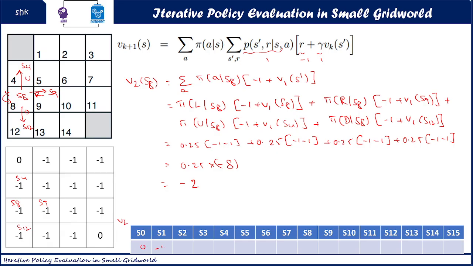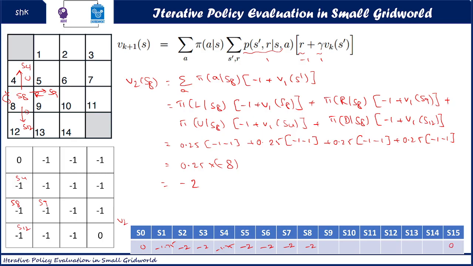S0 is 0, S1 is minus 1.75, S2 is minus 2, S3 is minus 2, S4 is minus 1.75, S5 is minus 2, S6 is minus 2, S7 is minus 2, S8 is also minus 2. However, S15 is 0 as it is a terminal state.